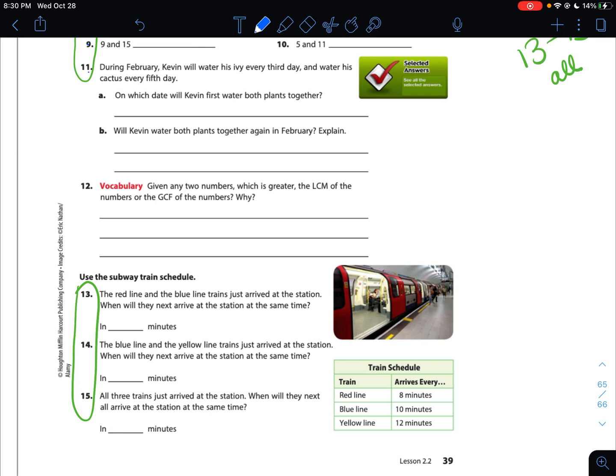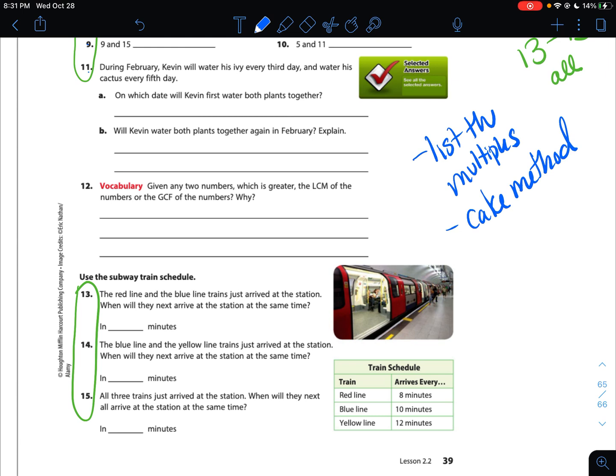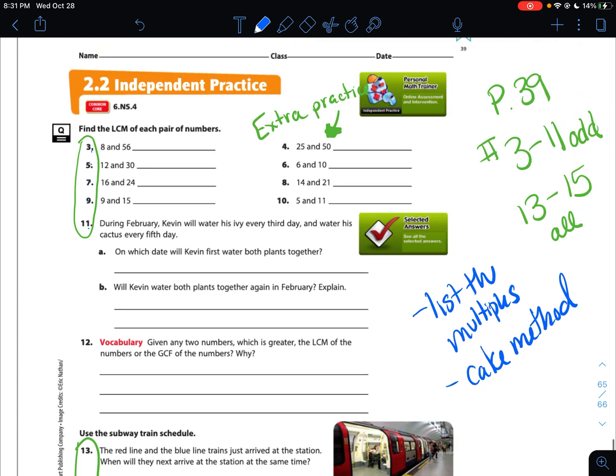You can do whatever method that you want. You can either list the multiples, if that makes more sense to you, or you could use the cake method, if you understood what I was talking about, okay? I will do more examples for you tomorrow before your practice, but this was just to get you started and get you thinking about it, okay? So get to that practice. If you do want to do more of these common multiple practice, you can do 4 through 10, but it's not required. And please let me know if you have any questions.